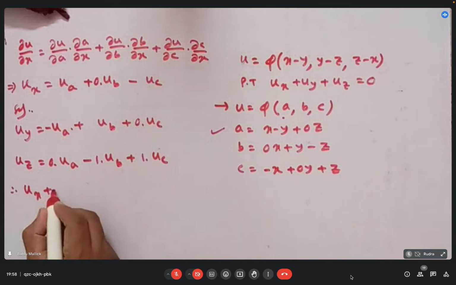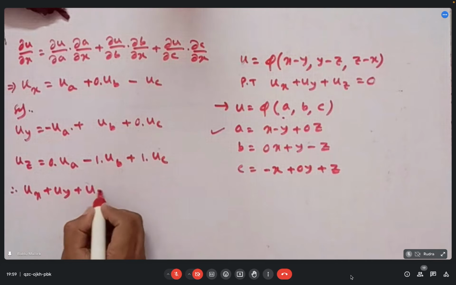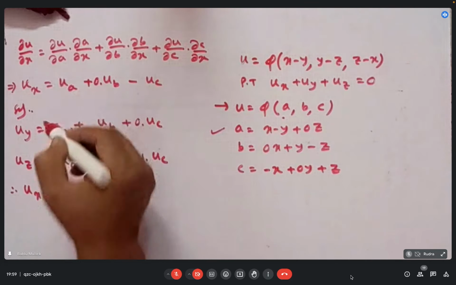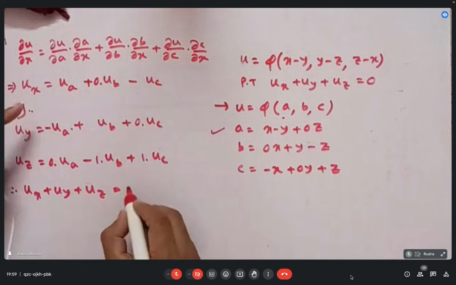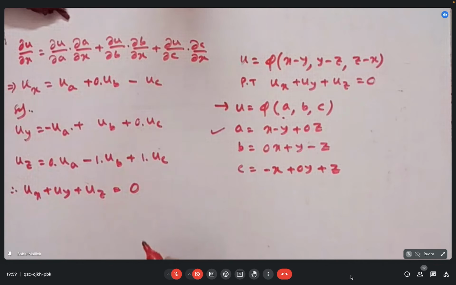So if we add them, what are you getting? Ux plus uy plus uz: add them and you will get 0, every term cancelled. So this will become 0.